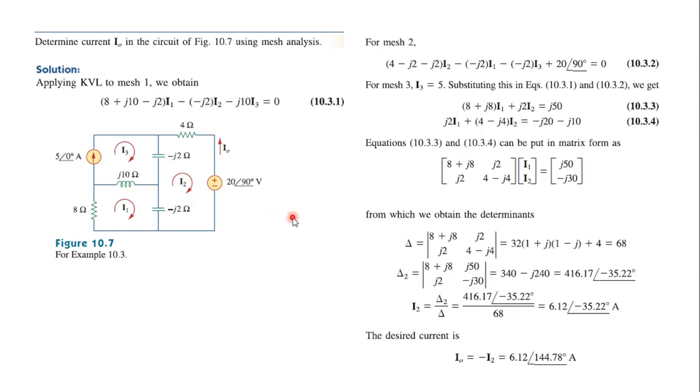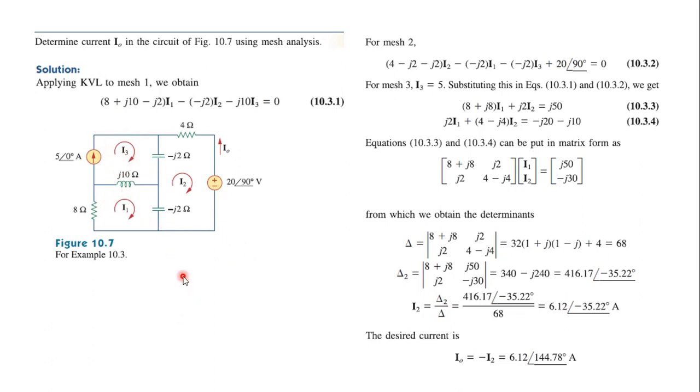In mesh analysis, the first step is to identify the meshes in the circuit. Here we have three meshes, and in the problem statement itself they have given the mesh currents. Here is the first mesh, the current assigned is I1, this is the second mesh and the current assigned is I2, and this is the third mesh and the current assigned is I3.